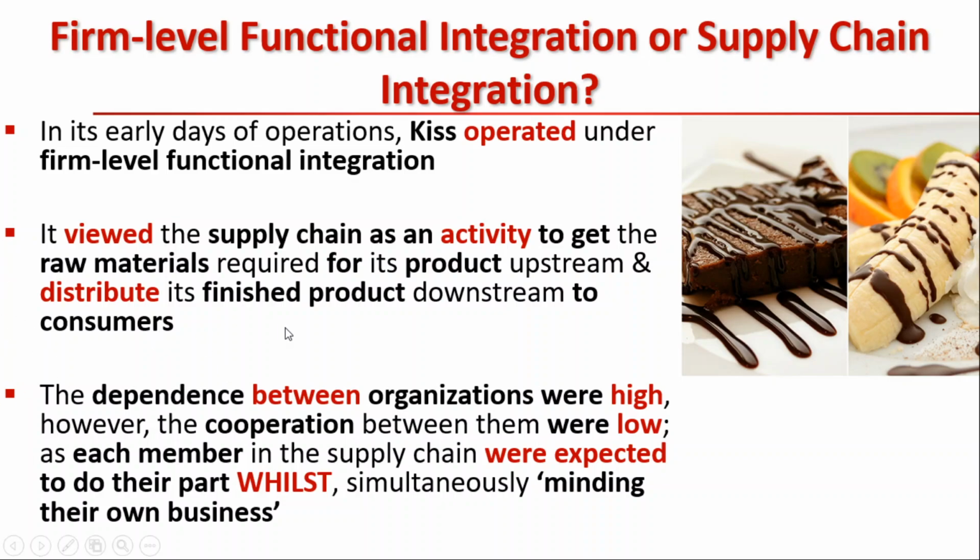So the dependencies between the organizations were high, however the cooperation between them was actually low. In other words, each member in the supply chain was expected to do their part whilst minding their own business. So basically they were operating individually. Let's just say National Flour Mills, for example, would have been one of their suppliers. They drop off the flour and they go back. So basically they just fulfill your order and they go back and they wait again. So that's what they mean by minding their own business.